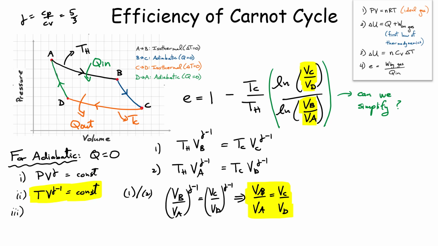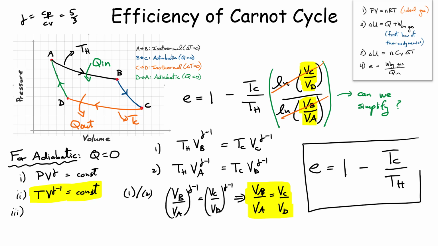So that means that both of those logarithms, you can cancel them out. There is nothing special about them. They're the exact same value. So at the end, we're left with the efficiency of that Carnot cycle being 1 minus TC over TH. Kind of a nice simplified expression for this cyclic process.